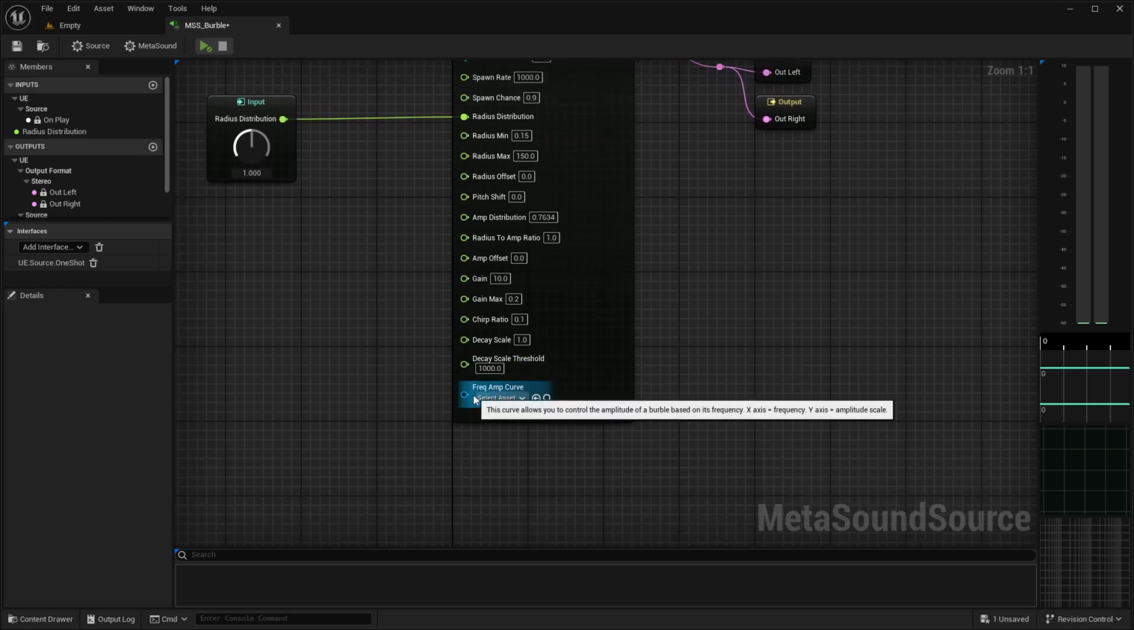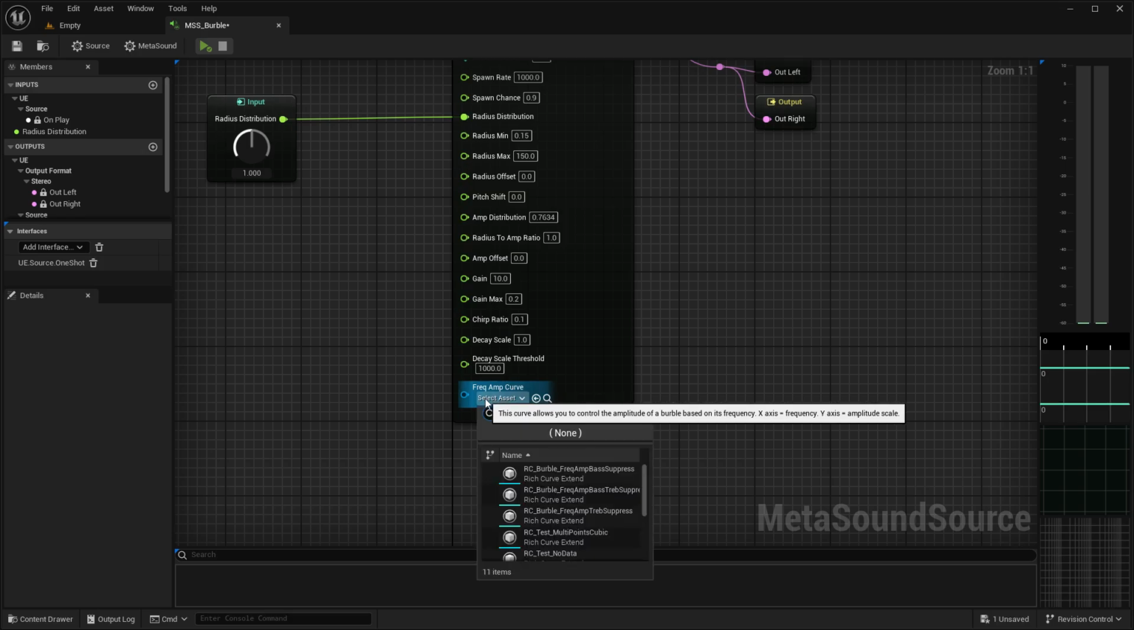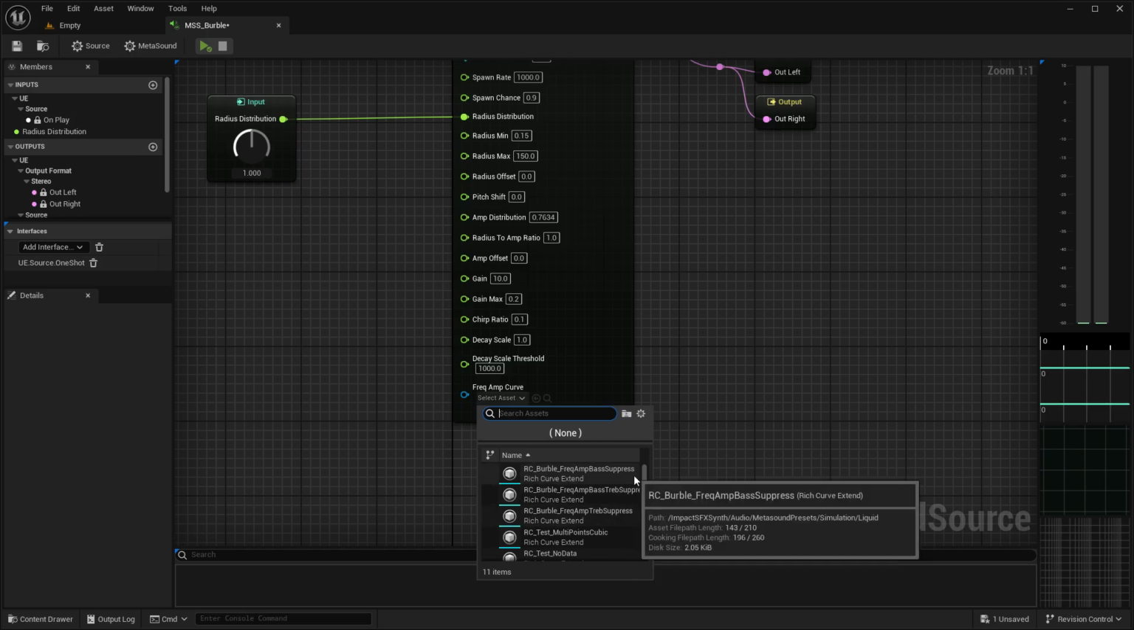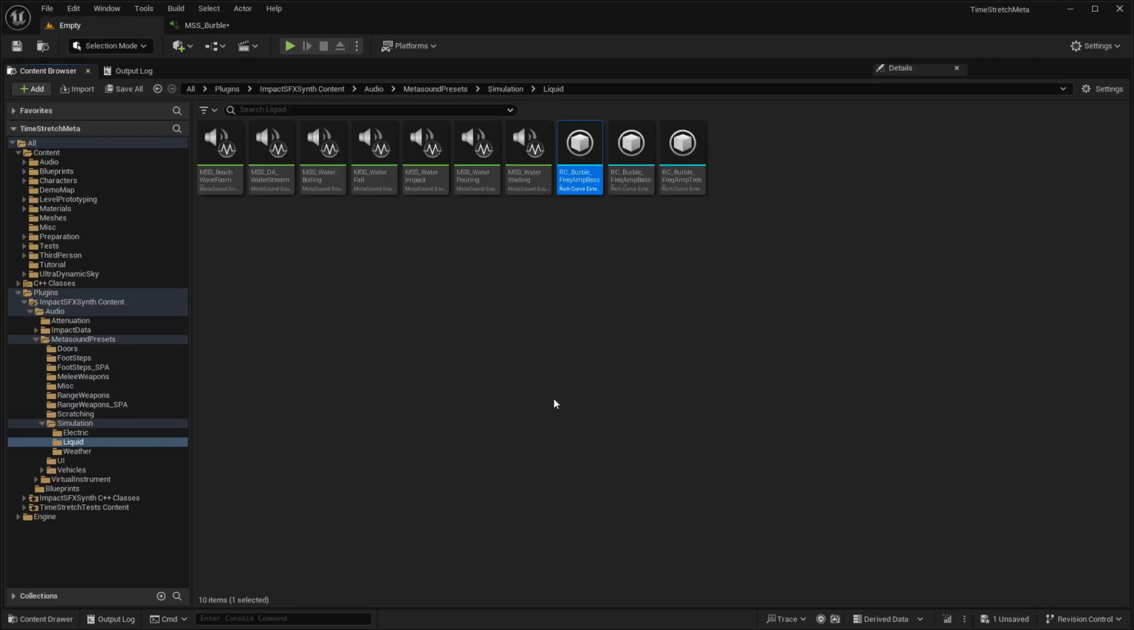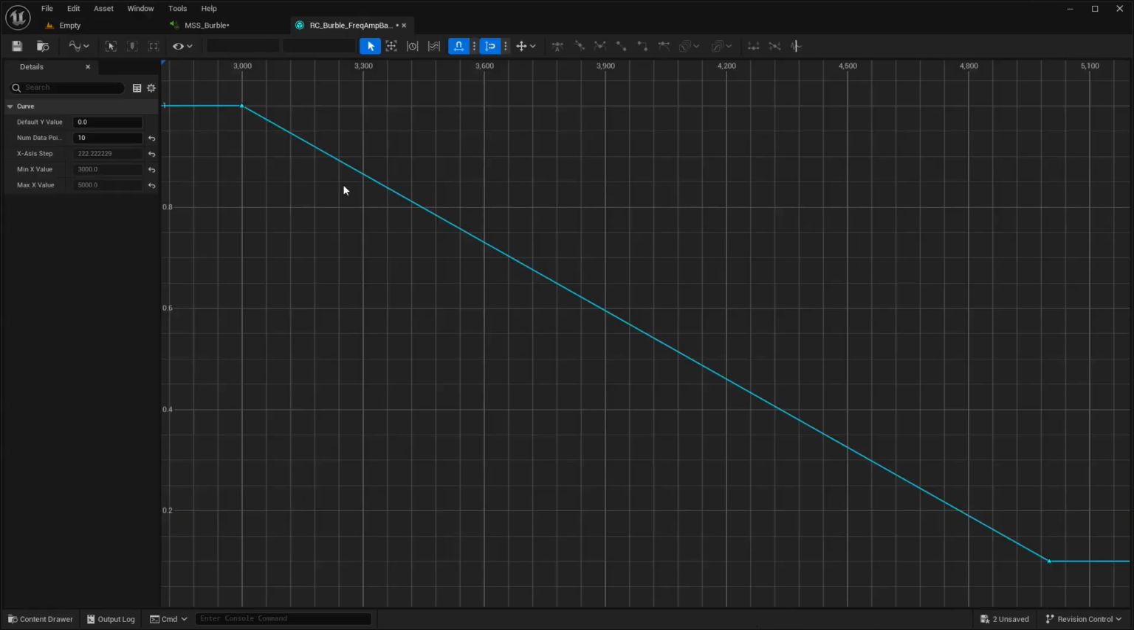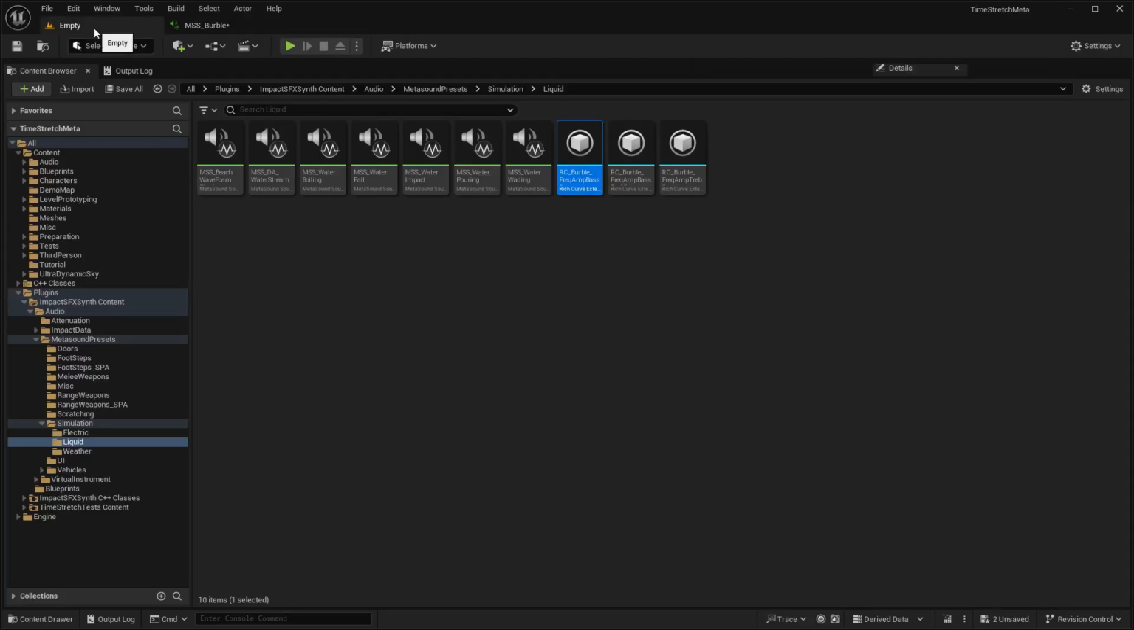And finally, this pin allows you to use a curve to modify the amplitude of a bubble based on its frequency. The x-axis is the frequency, and the y-axis is the scale applied to the amplitude. Basically, it's like an EQ to further customize your output. Similar to the piano synthesizer, we also create some example curves.